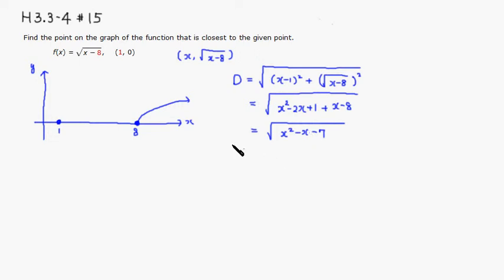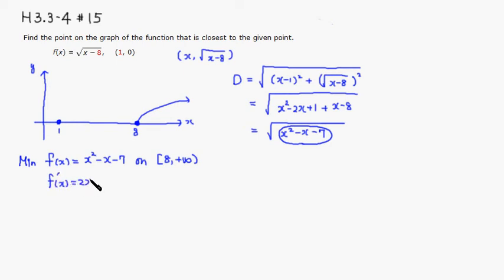All right, so I'm going to just try to minimize the inside of this square root. I'm going to call that function f of x. So we want to minimize this function on the domain from 8 to positive infinity. So we take the derivative. We get 2x minus 1. Set that equal to 0.